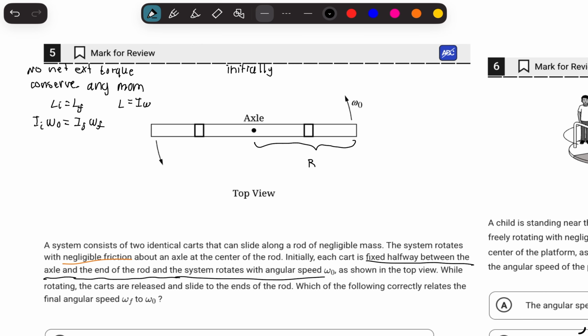The system rotates with angular speed. So initially the carts are halfway to the end, so our initial is R over 2. And then we have that final, you have R_F is equal to just R.